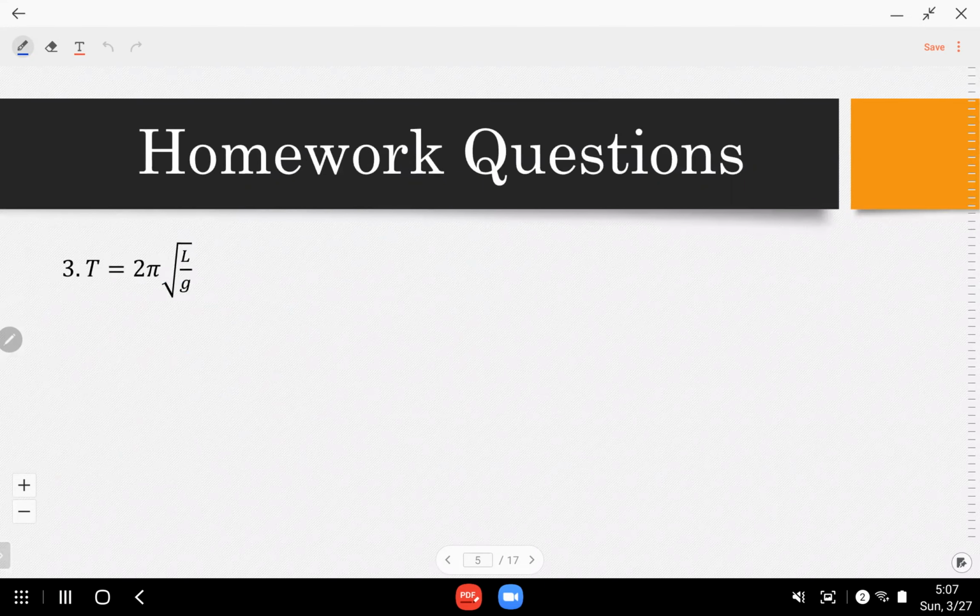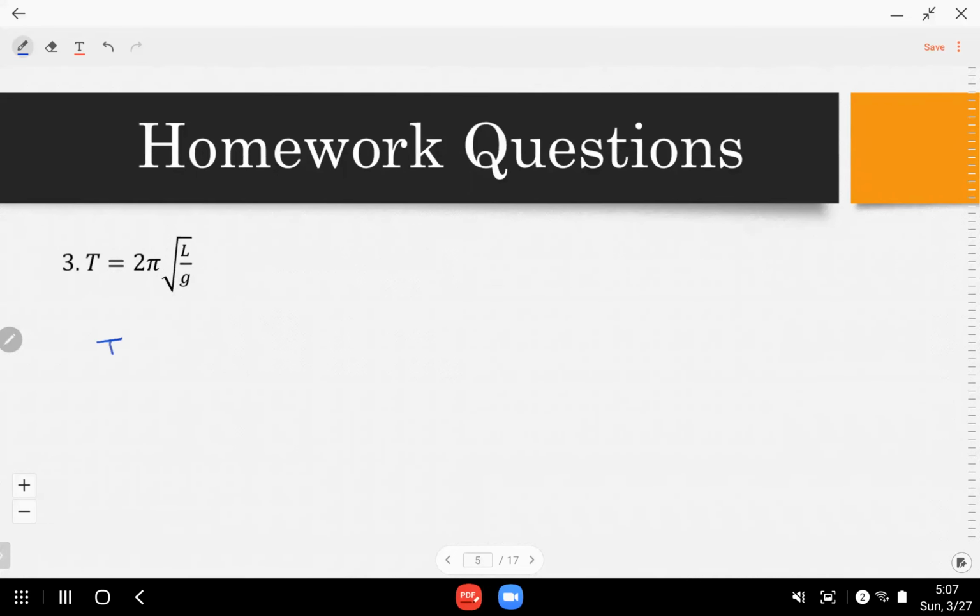Number 3. Who can help me with this? If you can, unmute yourself. How are we going to do this one? Does anybody know what our first step is here? So our first step is to do T over 2 pi equals the square root of L over G. Yes. So you divide both sides by 2 pi, getting rid of the 2 pi on that side. And then, what is our next step?